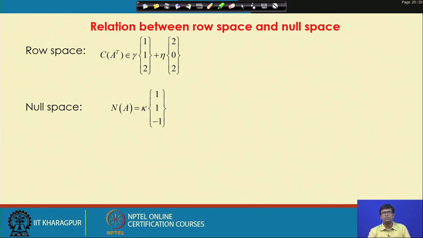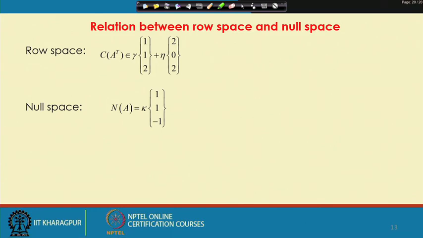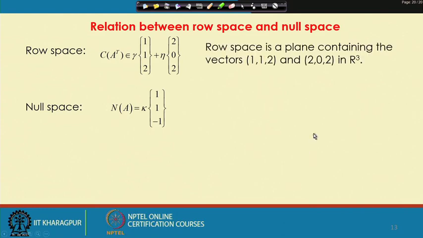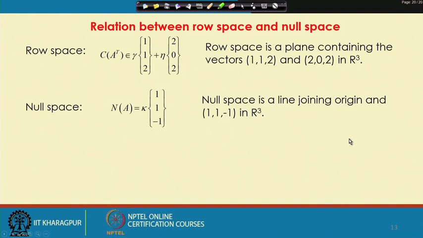So, we get the row space, which has dimension 2, and the null space, which has dimension 1. All of them are members of R3, because they have 3 components in each vector. Now, the row space is a plane containing the vectors (1, 1, 2) and (2, 0, 2) in R3. The null space is a line joining the origin and (1, 1, -1) in R3.